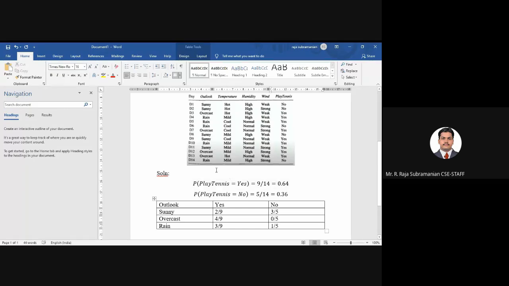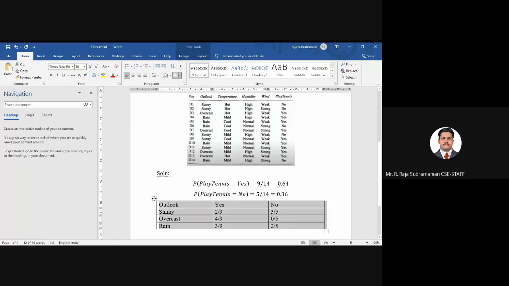I think we are missing one value. 1 to 5 rains are there. So 2 no's are there, right? Am I making it clear, or am I going anything wrong? Is it fine? Correct, sir.